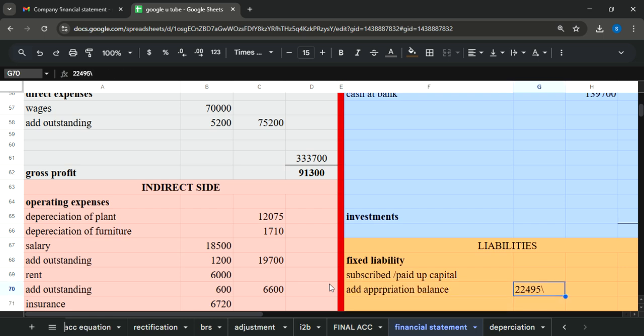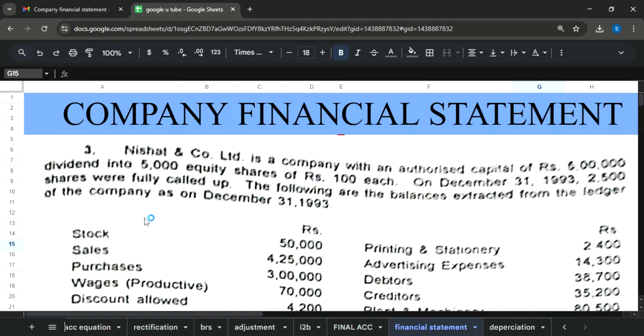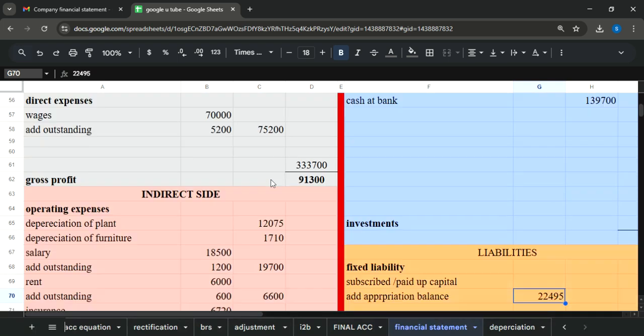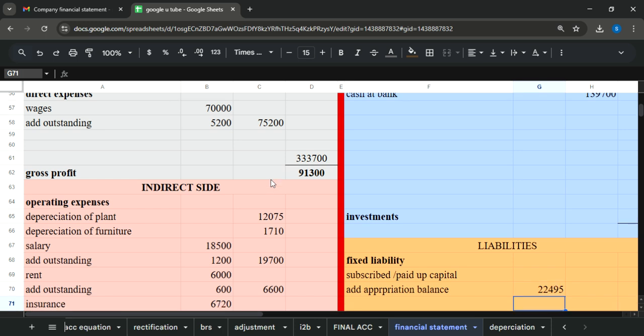So we have done it, but why was capital not there? Let's see in the question. Nishad and Company with an authorized capital of 5 lakh divided into 5,000 equity shares. On December, 2,500 shares were fully called up. So actually we are related with paid up capital, and this 2,500 called up capital is actually our required capital. That is why I have written subscribed and paid up capital.